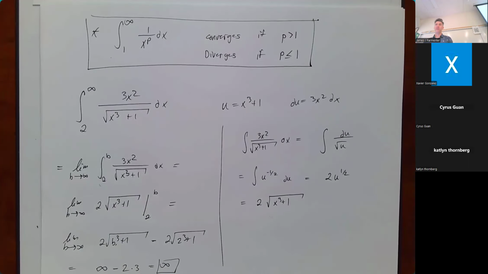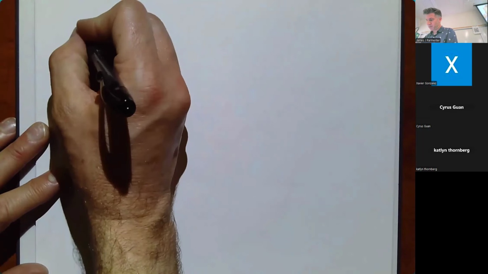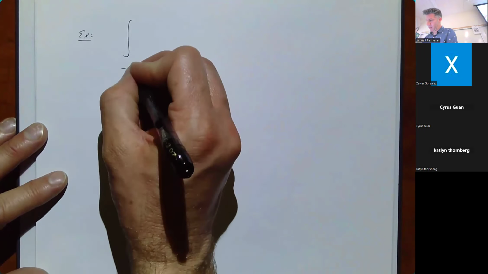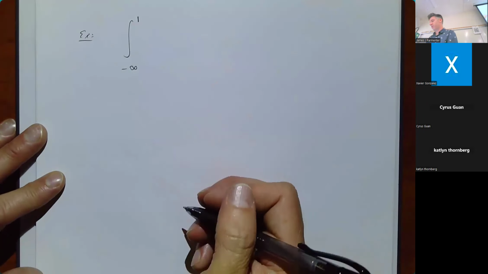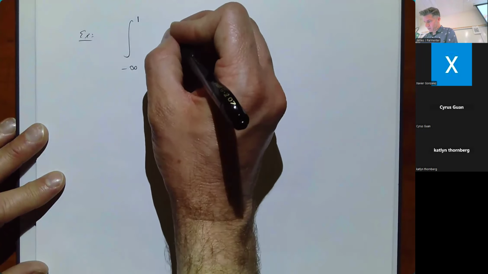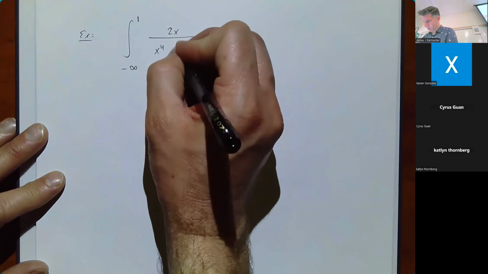We haven't done anything with negative infinity yet. Let's do one with negative infinity. Sure, let's do this one. What about the integral from negative infinity to positive 1? Yeah, positive 1, I like positive 1. Of the 2x over x to the fourth plus 1.